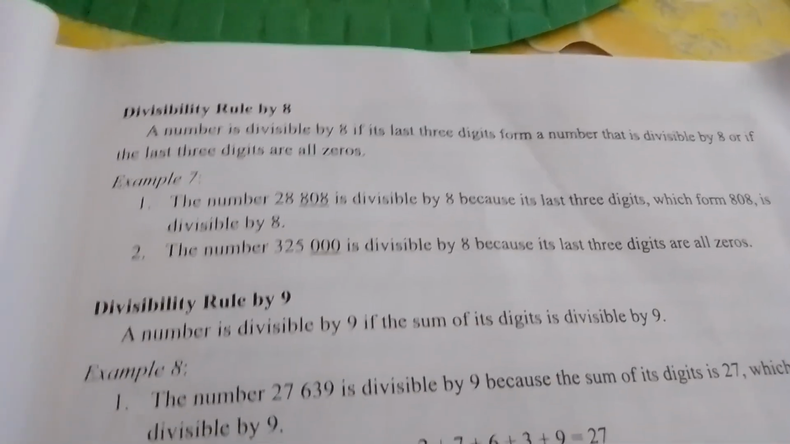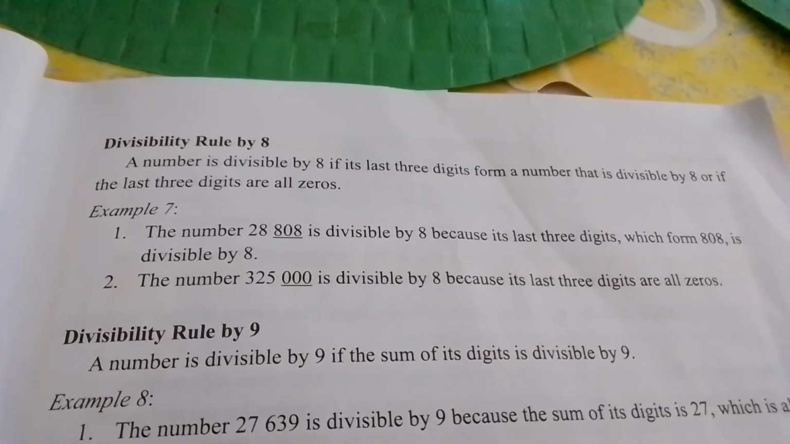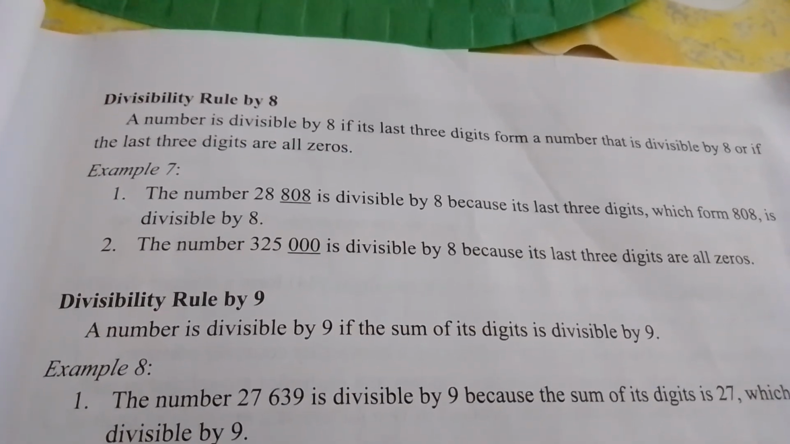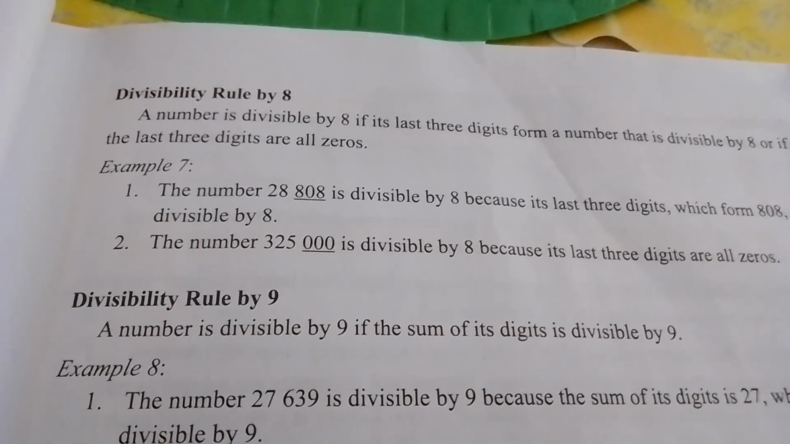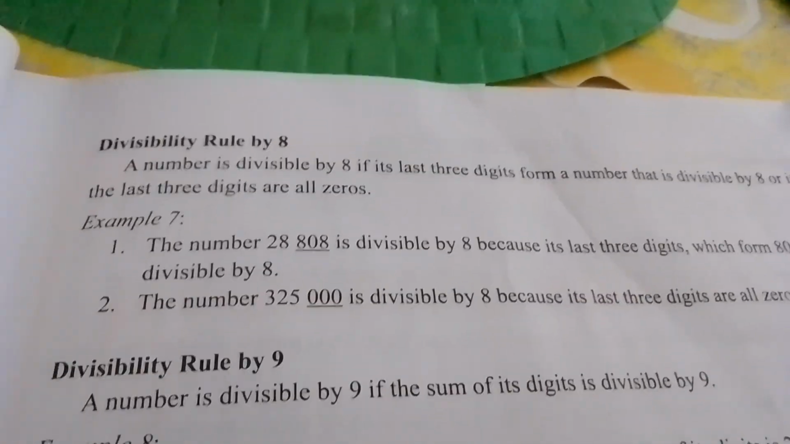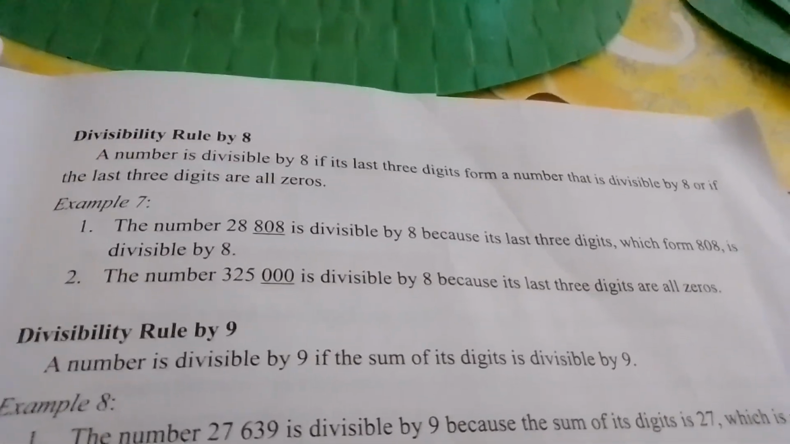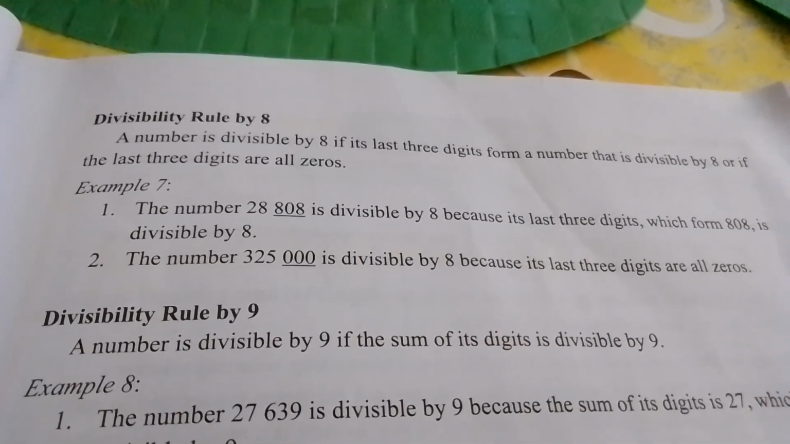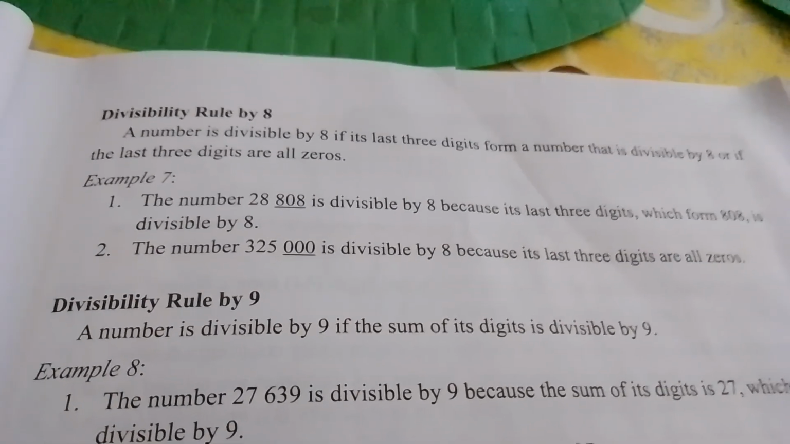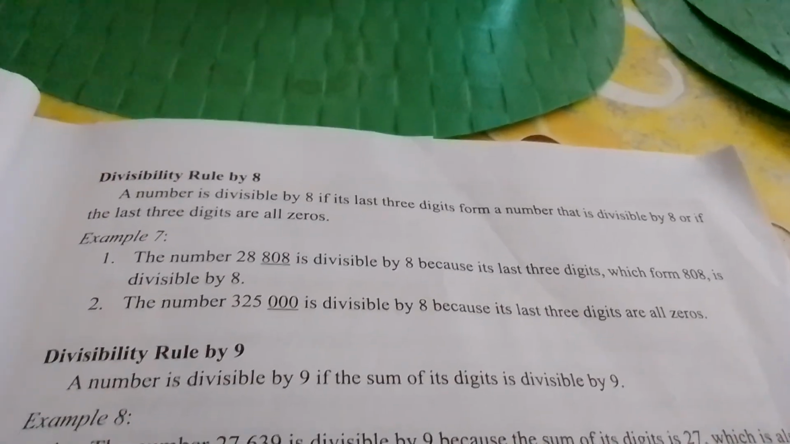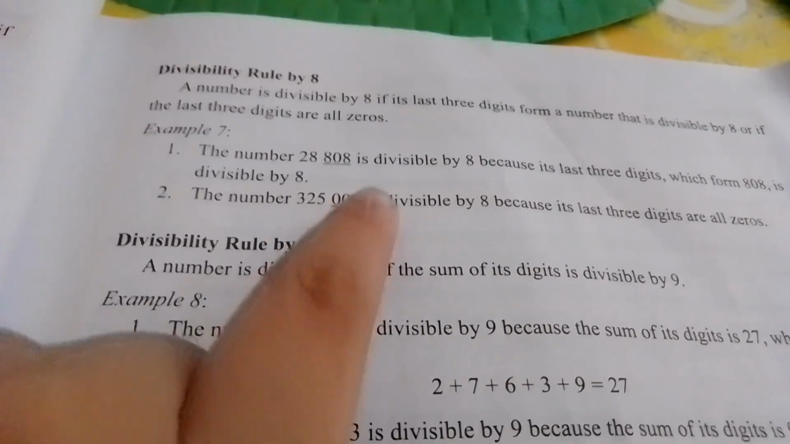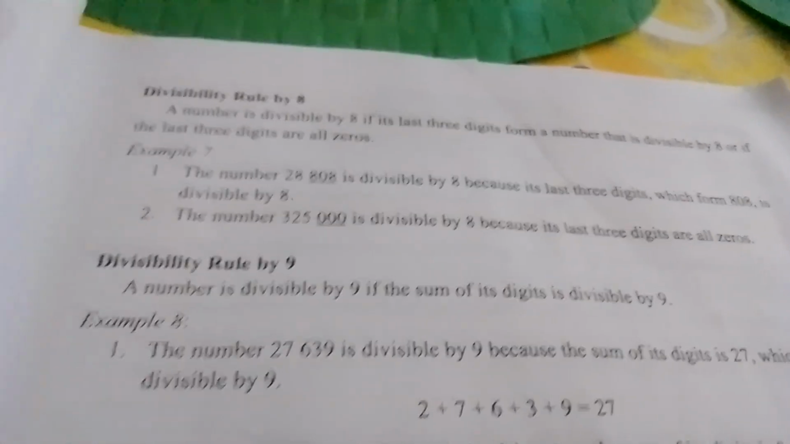Divisibility rule by 8. A number is divisible by 8 if its last 3 digits form a number that is divisible by 8, or if the last 3 digits are all zeros. The number 28,808 is divisible by 8 because its last 3 digits, 808, are divisible by 8.